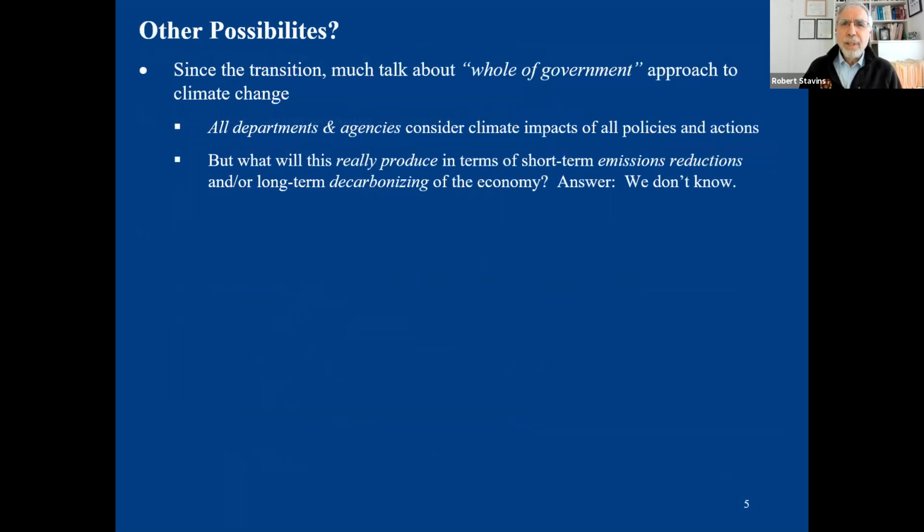What about other possibilities? Well, since the transition, you may have heard about, if you follow the US press or if you know people in the new government, a lot of talk about a whole of government approach to climate change. And under this, all departments and agencies would consider the climate impacts of all of their actions, whether or not the actions had anything to do with climate. This could be the Department of Labor, the Department of Defense, any department of government. The question is, what is this really going to produce in terms of short-term emissions reductions or long-term decarbonizing the economy?